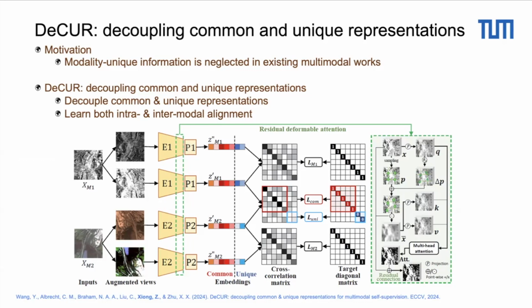And this whole network is trained using four different loss terms. The first one, loss M1, is a contrastive learning loss to learn for modality 1, and the last one is a contrastive learning loss to learn on modality 2, and in the middle is the interaction between two different modalities. We would like to learn common features and unique features together in our DCAR framework.